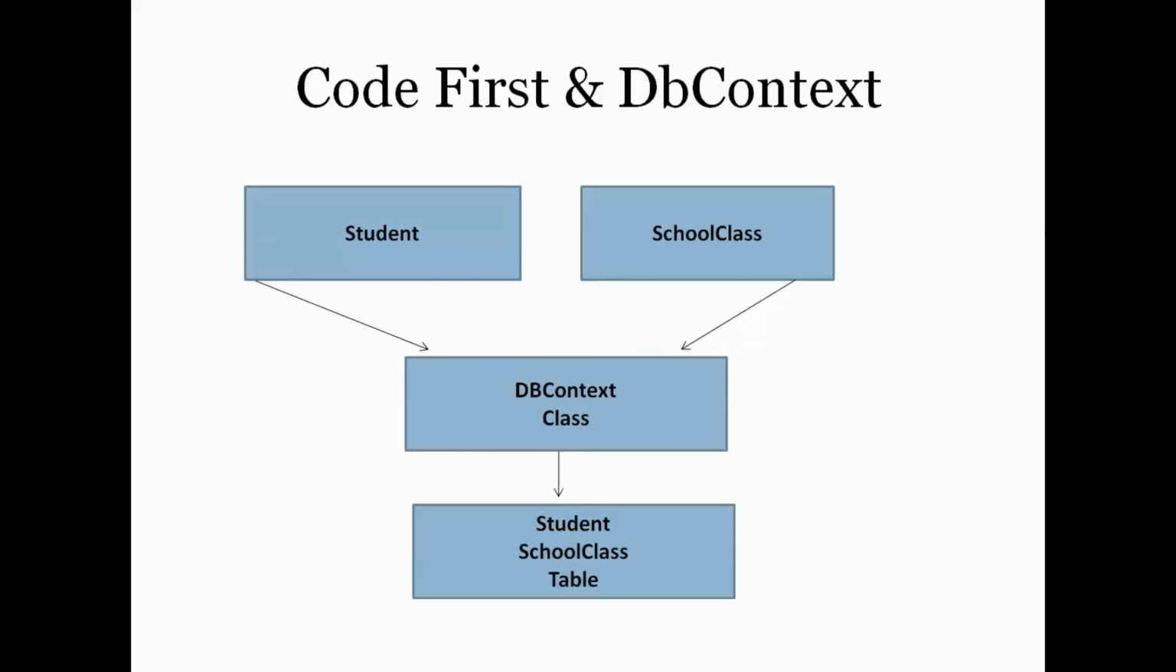For example, we have two classes, student and school class. After passing them to the DbContext class, you get the tables which interact with the student and school class tables. So you can interact with the database to get or to save data in and out from your application. So this is basically the simplest concept of the Code First approach of the Entity Framework.